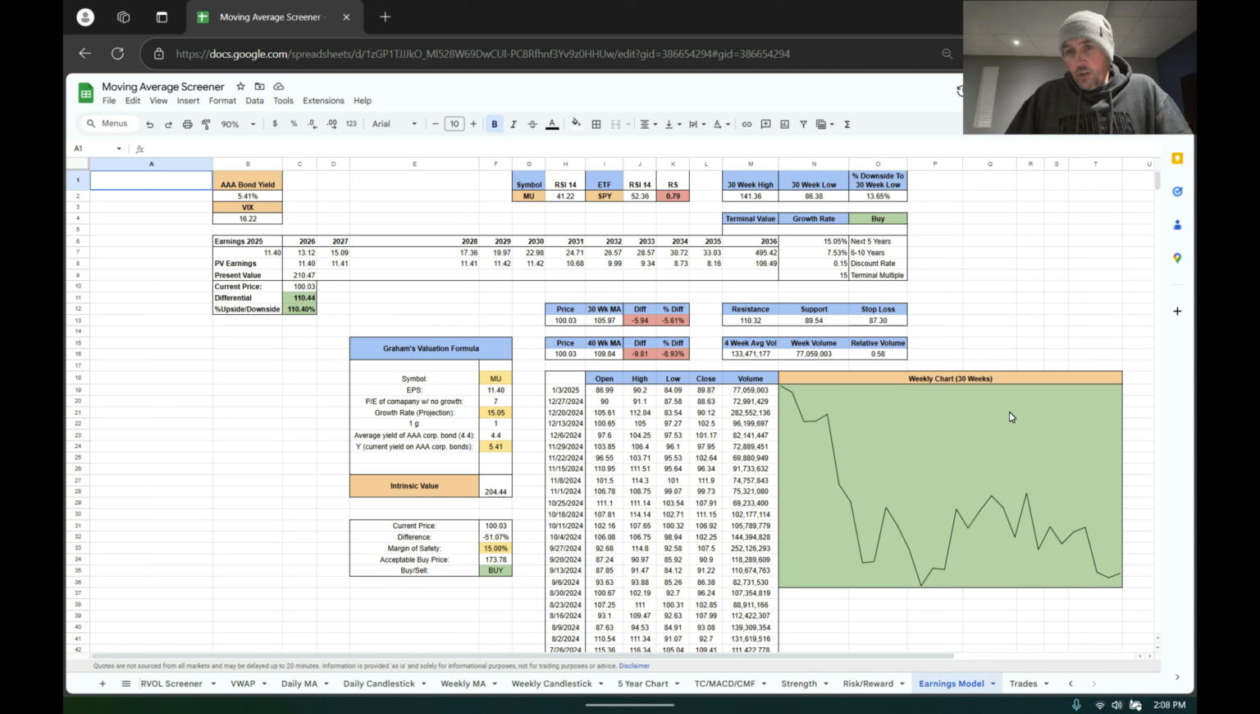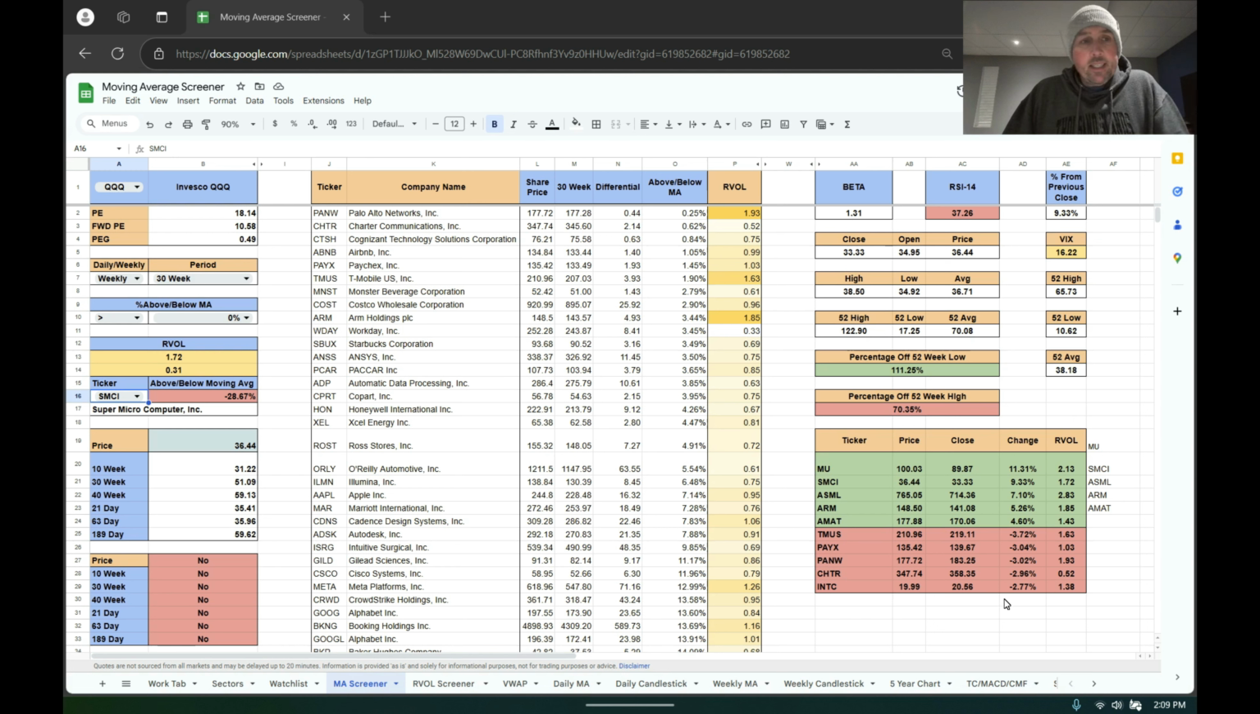This is just a quick 30-week chart, and you can see we have a real downtrend. I do have resistance and support calculated, and I'm just using calculations for this. Resistance would be 110, support would be 89.54, and a stop loss 2.5% below support would be $87.30. You've got to decide what you want to put in for your own losses. That's up to you, but it's something to keep in mind.